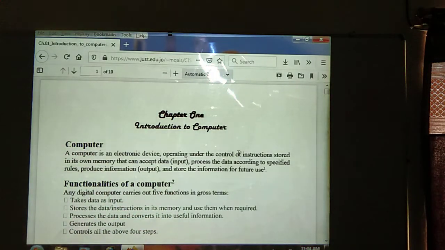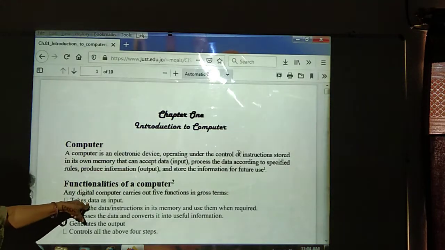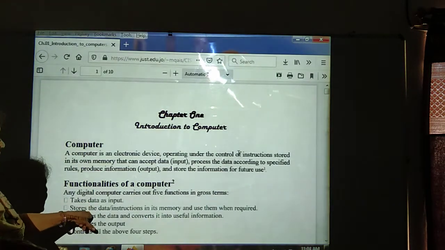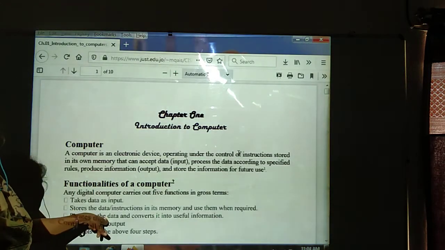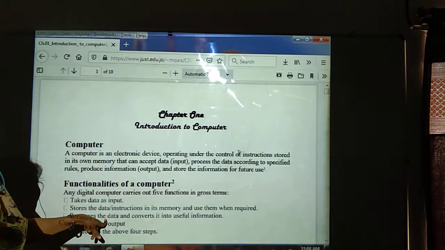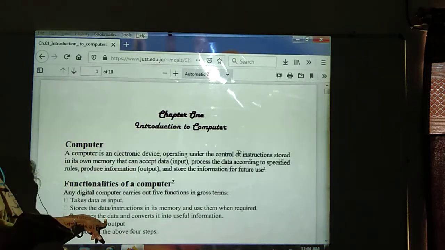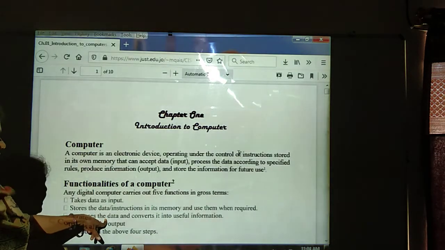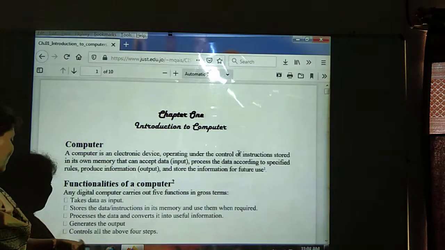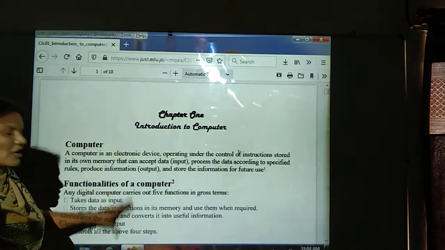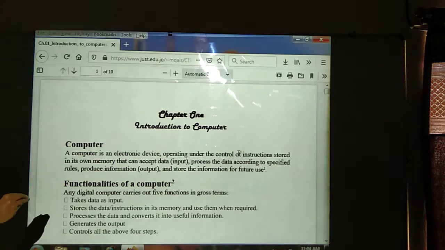Suppose 5 factorial we have given. What is the output? It should be displayed. Input we have given is 5 factorial. Next, storing. On the memory we are going to be storing. After that, processing. 5 factorial means it should be converted into 5 into 4 into 3 into 2 into 1, like that. Then generate the output. Controls all the above steps, means it should be displayed. At last output will be 120. That is the use of the computer.